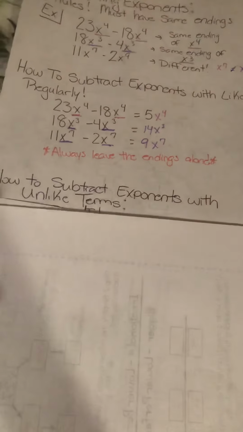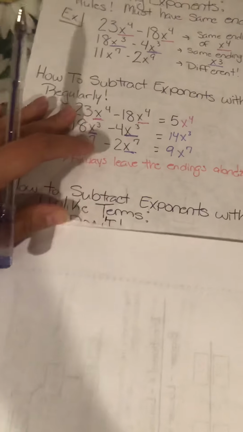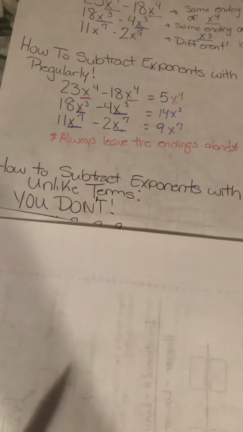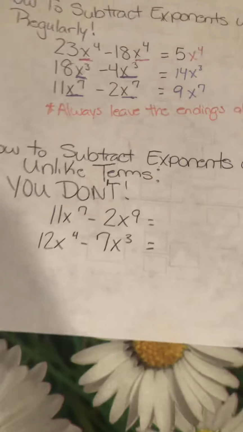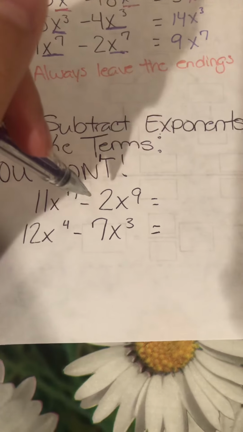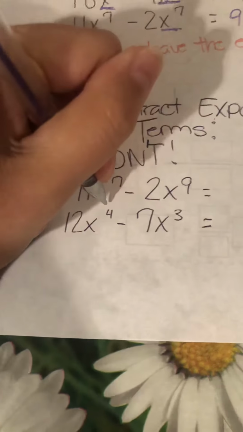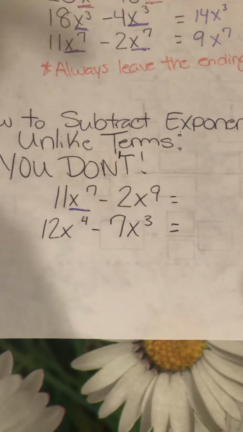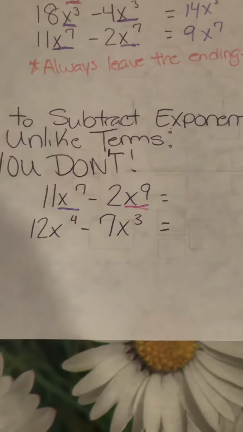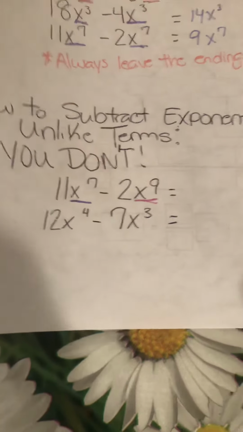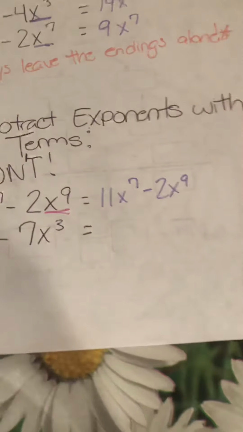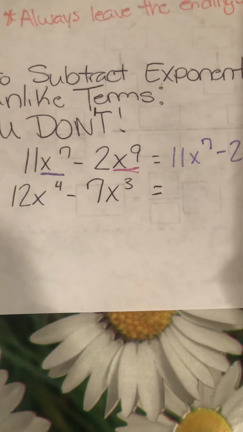Now how to subtract exponents with unlike terms. Again, same as in addition, you don't. So here are two examples. 11x to the 7th minus 2x to the 9th. We can't subtract because x to the 7th and x to the 9th are not the same. So we just leave it as 11x to the 7th minus 2x to the 9th. That would be my final answer.